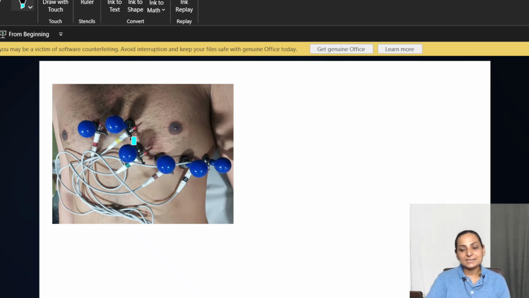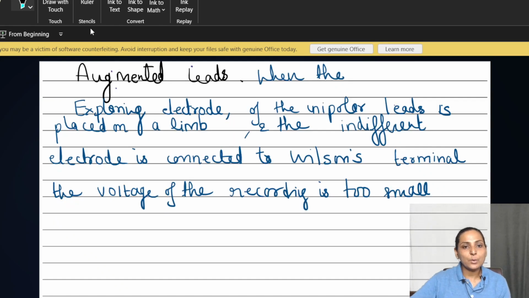Now let us understand what is augmented. Okay, what do we mean by augmented? So what is the dictionary meaning of augmented? The dictionary meaning of augmented is magnification. Now when the exploring electrode of the unipolar lead is placed on the limb, which is what we are doing now, when we are taking the exploring electrode of the unipolar lead and we are taking it on the limb. In case of the chest, we were keeping it on the chest.